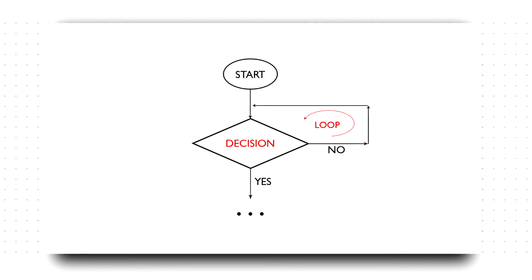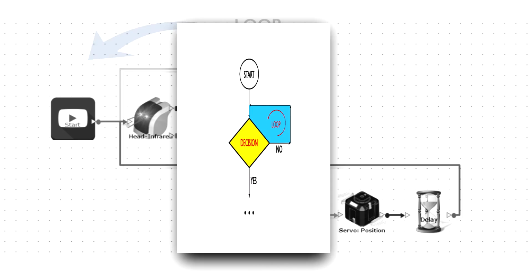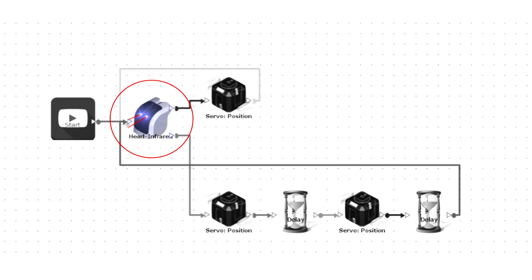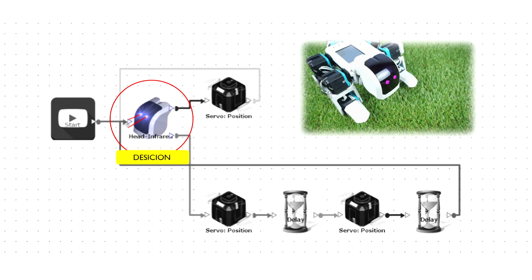The two most basic programming elements are decision and loop. Looping means running your program, or a portion of your program, repeatedly. It allows your program to execute a sequence again and again. The decision, or sensor block, allows your robot to make decisions based on the sensor reading. For example, with the head IR sensor, you can make your robot nod its head when it detects an obstacle.